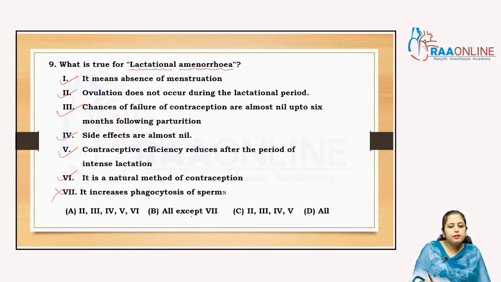So all except this. This is correct, this is also correct, but it is wrong. But that answer is most appropriate. All are correct, 1 to 6, except the 7th one, clear.